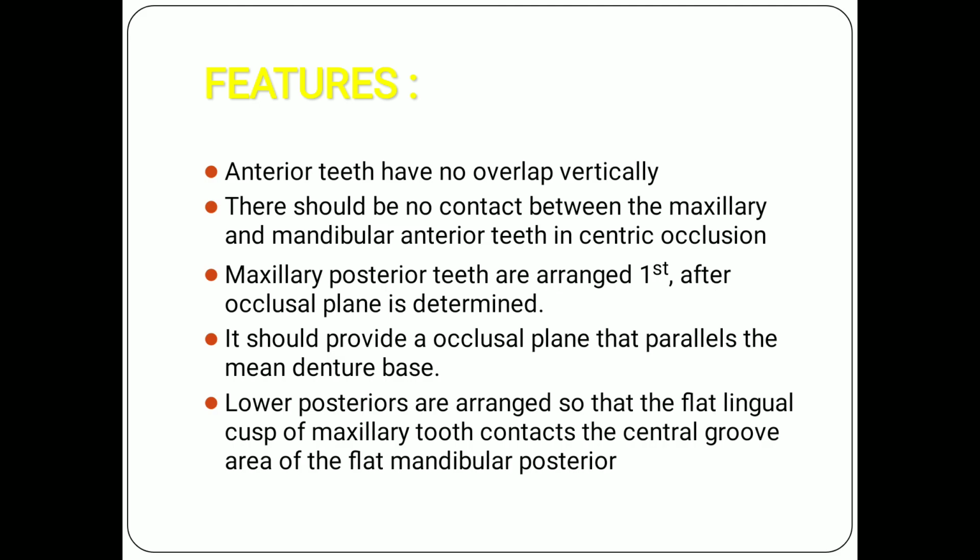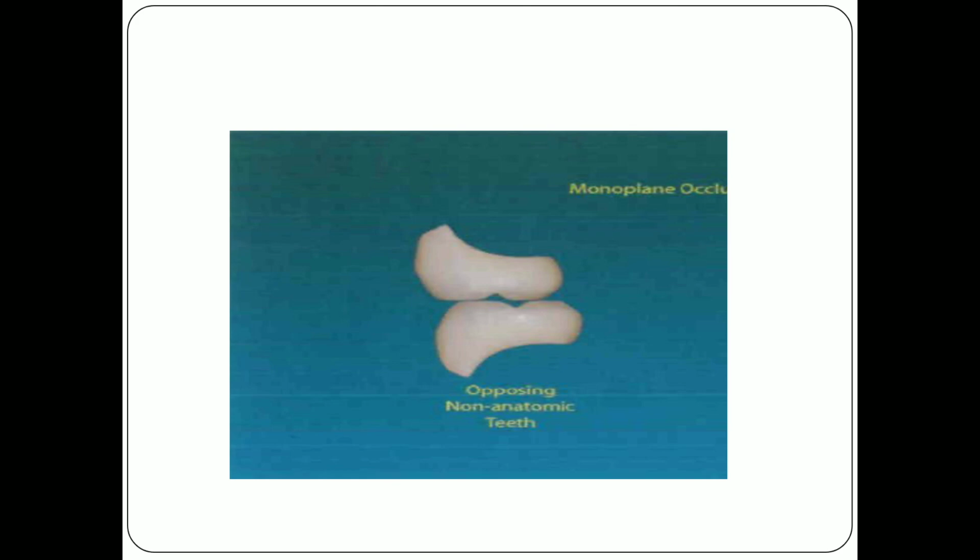And what will be the features? Maxillary posterior teeth are arranged first after occlusal plane is determined. It should provide occlusal plane that parallels the mean denture base. Lower posteriors are arranged so that flat lingual cusp of maxillary tooth contacts the central groove area of the flat mandibular posterior. See, here you can see how monoplane occlusion opposing. There will be flat cusps.